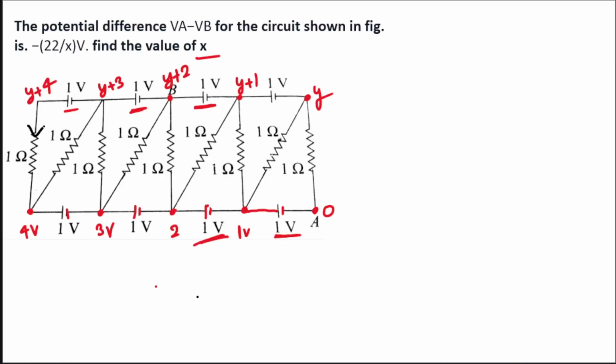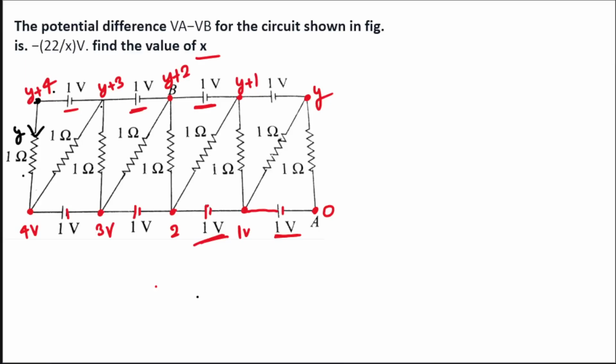What will be the current in this branch? Here we have y plus 4 and this is 4. So this has a higher potential, and current will flow in the downward sense. And the potential difference value is how much? y plus 4 minus 4, that is y. And the resistance is 1, so potential difference by resistance is y by 1. So the current here will be y.